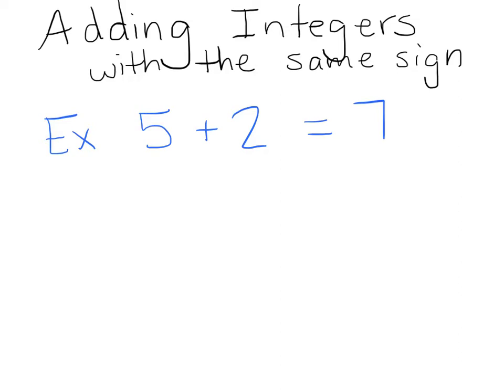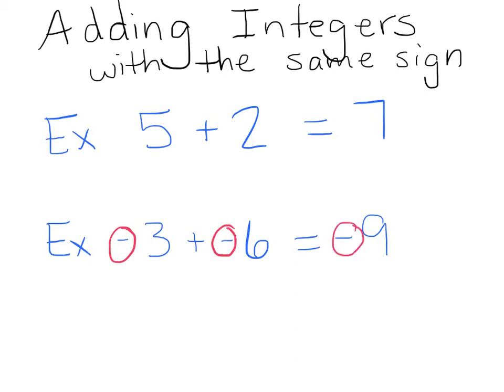It works the same way if I have two negative numbers. So let's say I have a -3 plus a -6. Since these two integers have the same sign, then my answer will also have the same sign, and I can just add them up. 3 plus 6 is 9. So remember, if your integers have the same sign, then you just add up your numbers and you keep the sign.